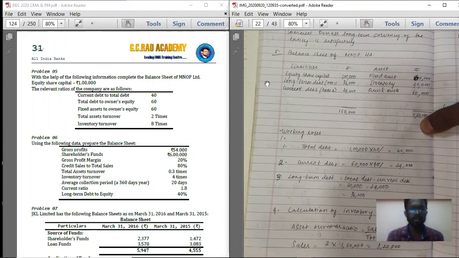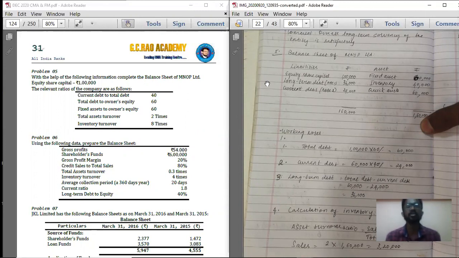The relevant ratios of the company are as follows. What are the different ratios they have given? Current debt to total debt is 40%. Current debt as a percentage of total debt is 40%. Total debt to owner's equity is 60%. That is, total debt compared to owner's equity. Suppose our owner's equity is 1 lakh. So 1 lakh into 60% is total debt. So 60,000 is the total debt. That way we should find the different values of the balance sheet.